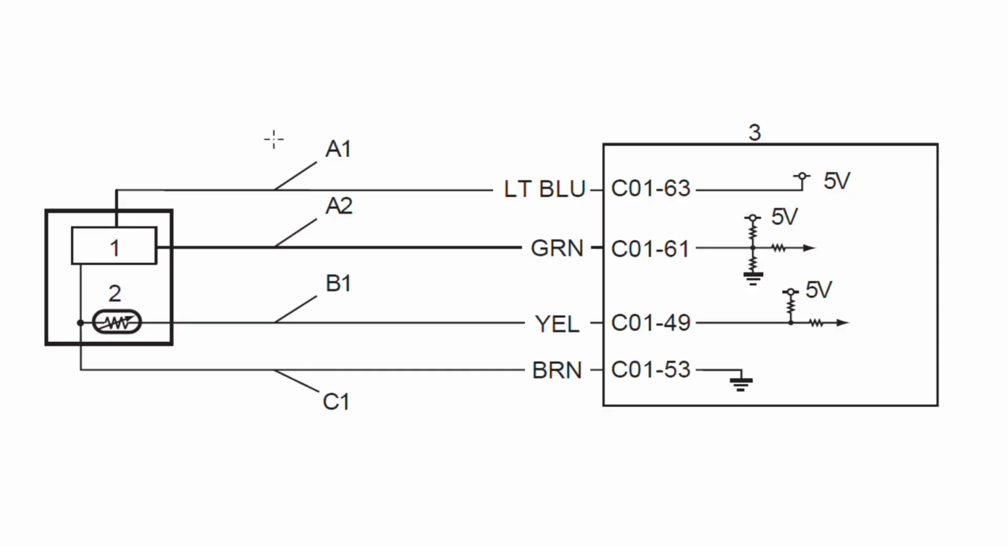Go to the diagram. Show the trouble areas in the diagram. First, the MAF sensor and its circuit. MAF sensor circuit A1, A2 and C1. These are the circuits. Then MAF sensor number 1. Then ECM number 3. These are the trouble areas for this DTC.